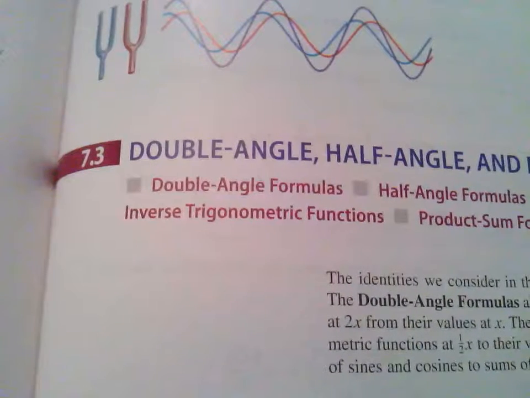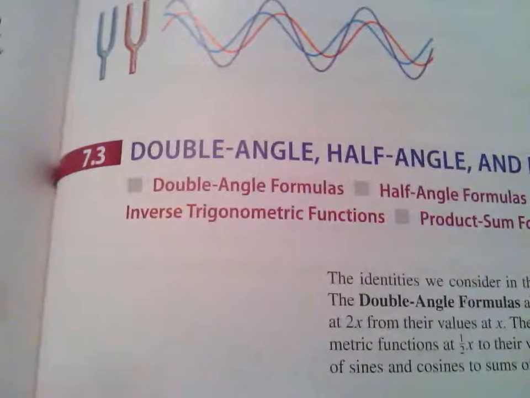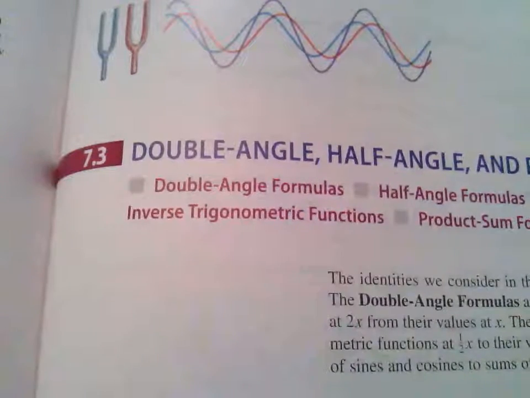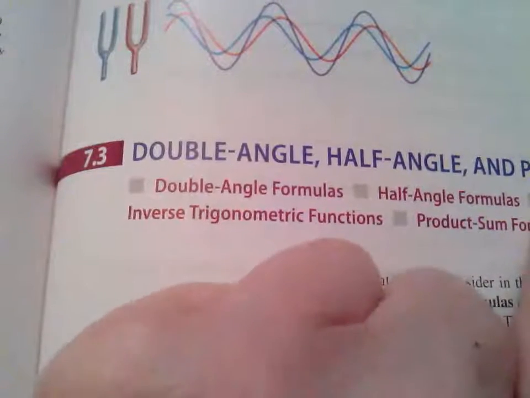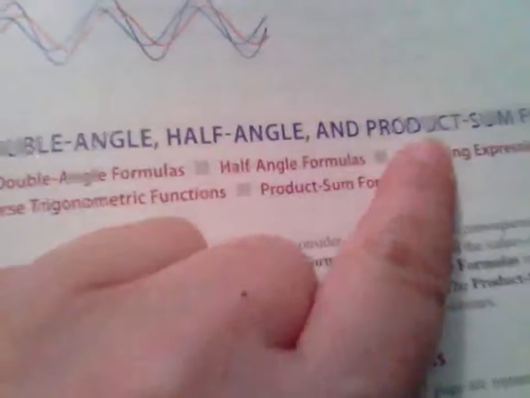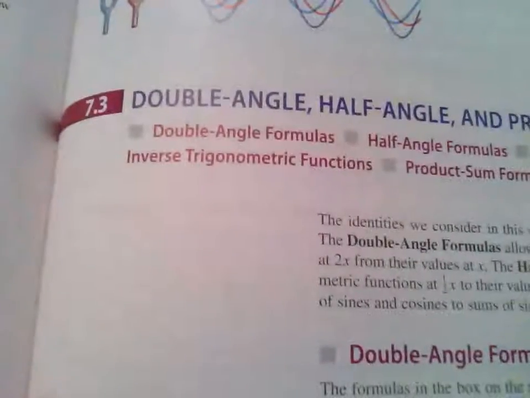Okay, in 7.3, we're going to look a little bit at the double angle and half angle formulas. We are not doing the product sum formulas. Okay, we're not doing the product sum. And once again, we're only looking at sine and cosine. Okay, so let's look at the double angle formulas first.